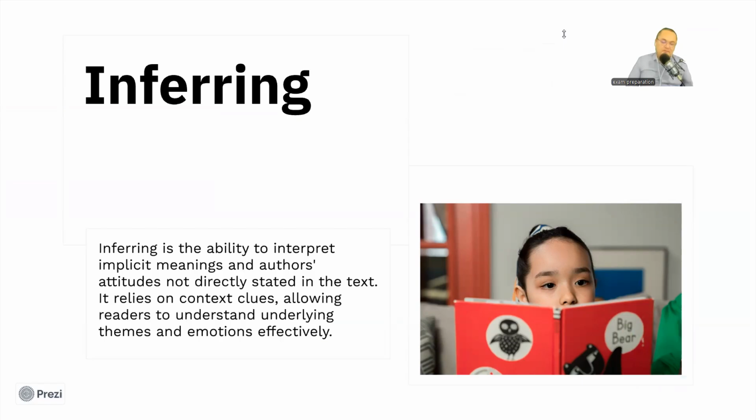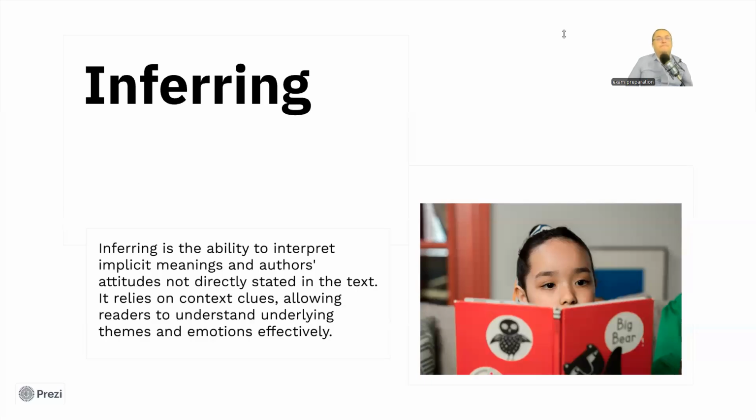Inferring. Inferring is the ability to interpret implicit meaning and author's attitudes not directly stated in the text. You infer. So, it relies on context clues, allowing readers to understand underlying themes and emotions effectively.